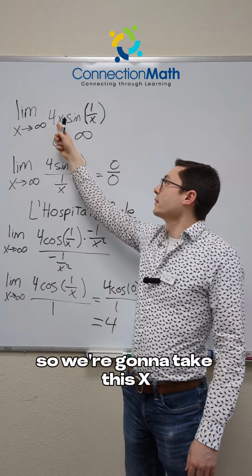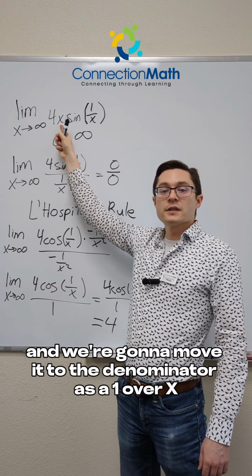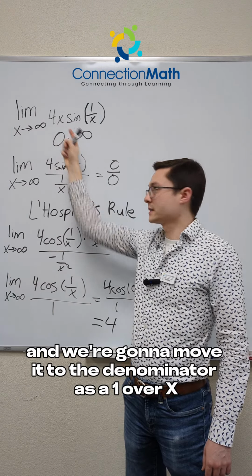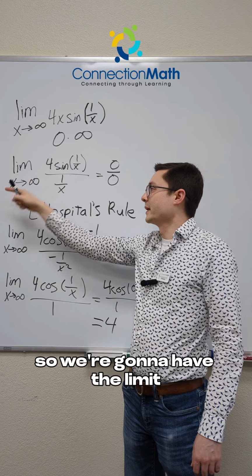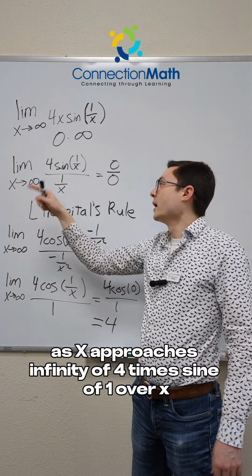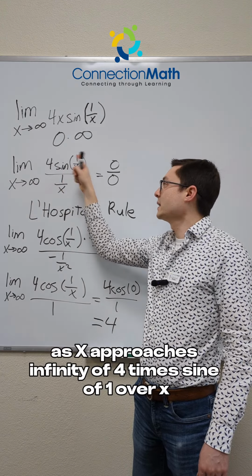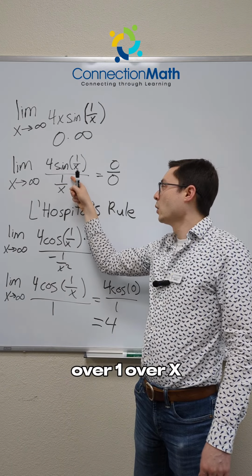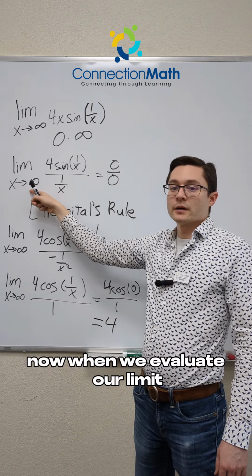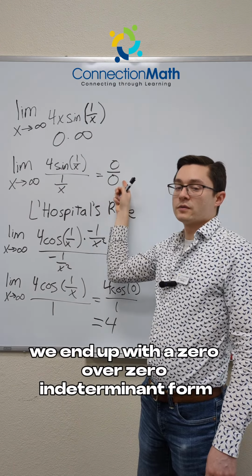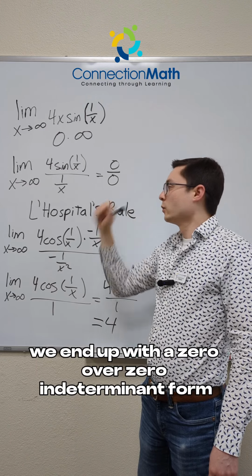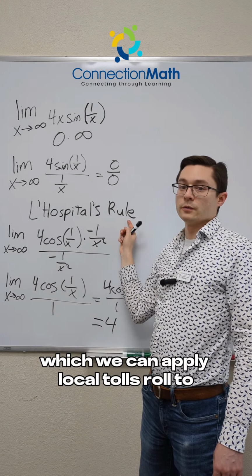So we're going to take this x and we're going to move it to the denominator as a 1 over x. So we're going to have the limit as x approaches infinity of 4 times sine of 1 over x over 1 over x. Now when we evaluate our limit, we end up with a 0 over 0 indeterminate form, which we can apply L'Hopital's rule to.